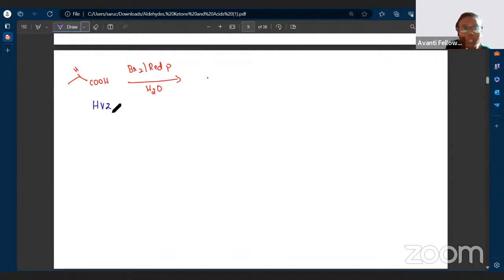So what will happen over here? Hydrogen will take a Br and it will move out. So one Br will get substituted. So you'll be getting alpha-bromo, alpha-halocarboxylic acid. So CH3CHBrCOOH. This is your P.